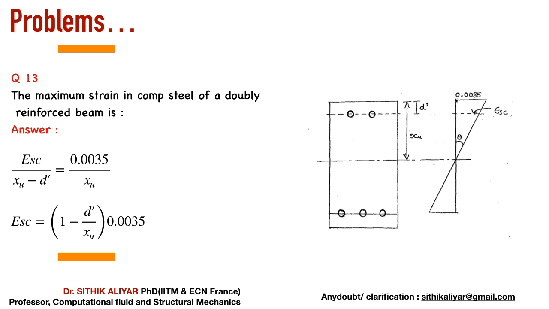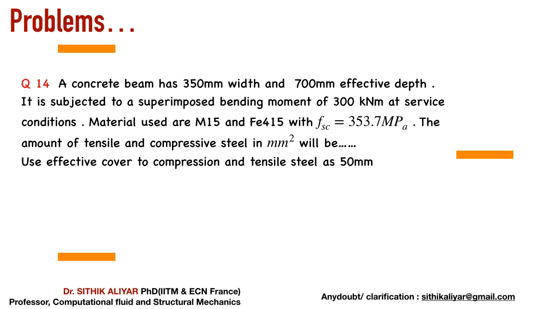Okay. Next question. So they are asking about a concrete beam, 350 mm width and 700 mm depth. It is subjected to a superimposed bending moment of 300 kN-m at service conditions.